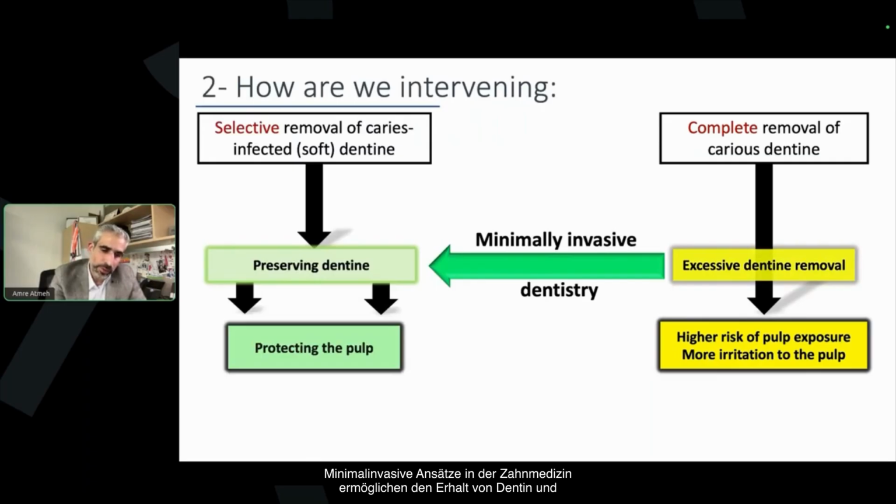And that's why we should always aim to be as conservative as possible to avoid excessive or unnecessary, I would say, removal of dentine. So minimally invasive approaches in dentistry provide preservation of dentine, and by that you're actually protecting the pulp. So this is how we relate the way you are intervening in your caries management with achieving a successful indirect pulp treatment meant to protect the pulp.